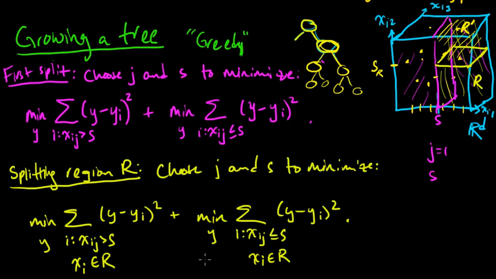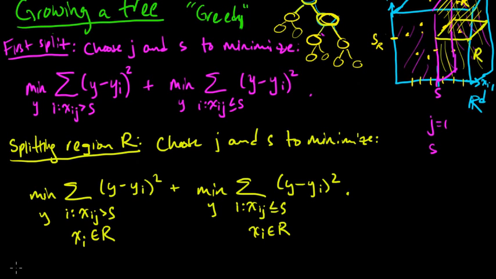And as I've described, this procedure would just keep going on infinitely. So how do we stop? Well, one way to stop is when there's only one point x in R. So if we get to some R that has only one point, we don't split.